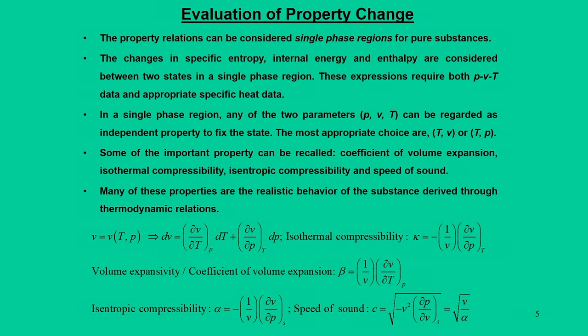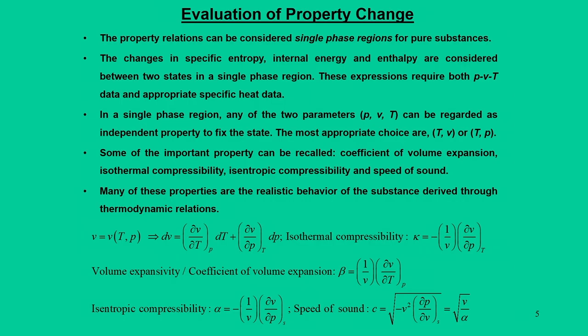Now, we are going to discuss how we can use those 16 property relations for deriving the expressions for single phase regions for pure substance. By single phase region, I mean for a pure substance there are essentially three phases, solid, liquid and gas. When you are considering a single phase region, either we are in the solid region, or liquid region, or gas phase region.